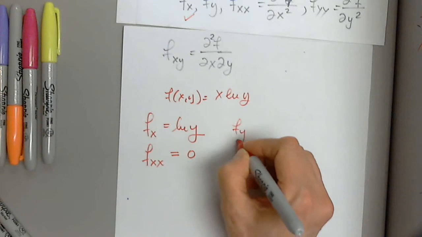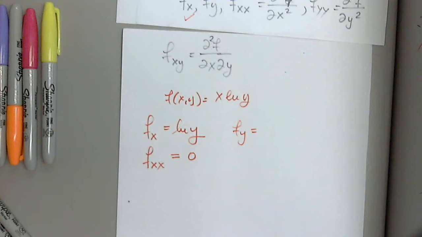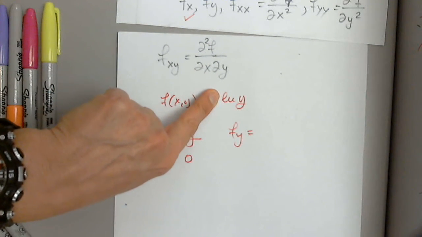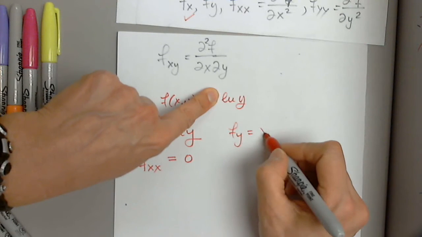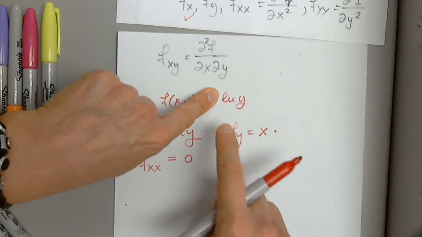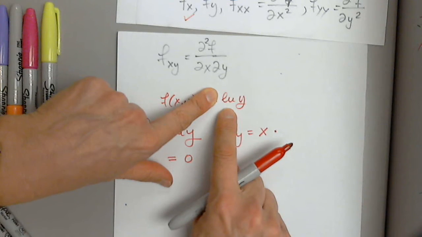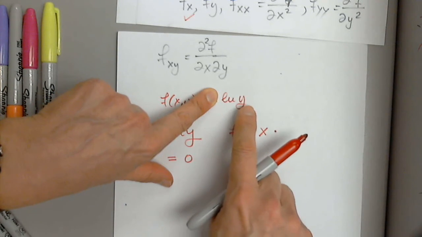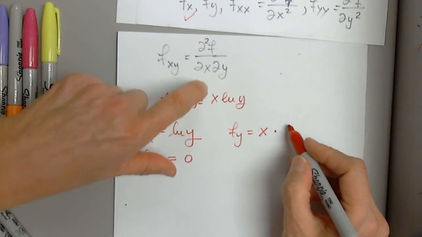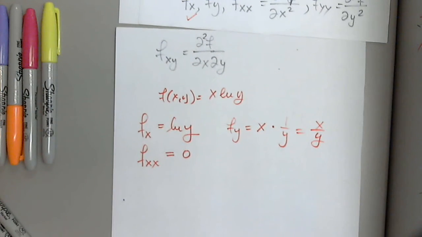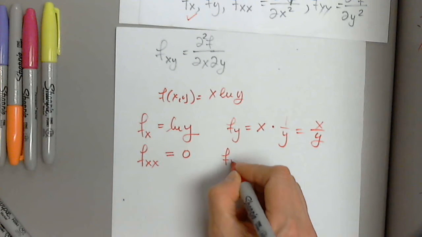Now let's determine fy. Just do the same thing you did before. Yes, but now x is a constant. So x stays outside times I differentiate natural log y. What do I get when I differentiate natural log y? And y is the variable. 1 over y. Exactly. So this is x over y. Well done. But now I want to find fyy.